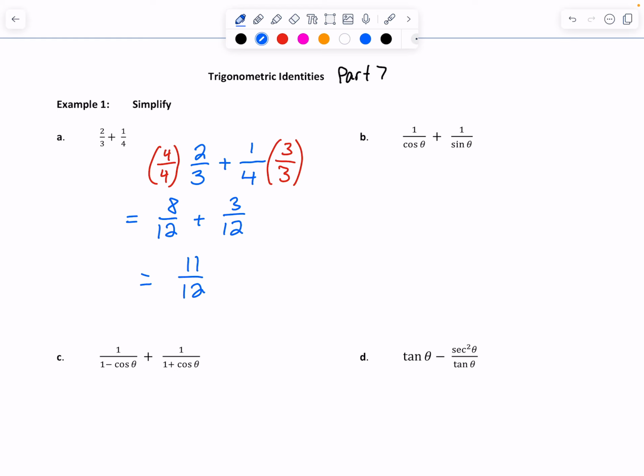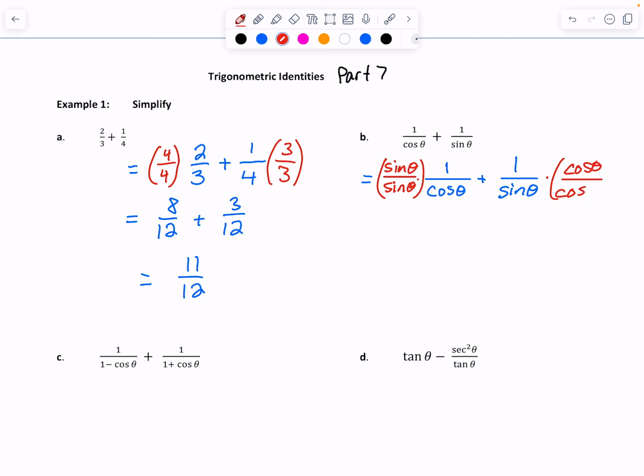All right, we're going to do that same thing here in part B. So part B, I got 1 over cosine plus 1 over sine. And our common denominator, the easiest way to do that would be to multiply just by the other denominator. So we're going to multiply this side by sine theta over sine theta. The reason I can do this is because that's a 1. And then I'm going to multiply this other one by cosine theta over cosine theta.